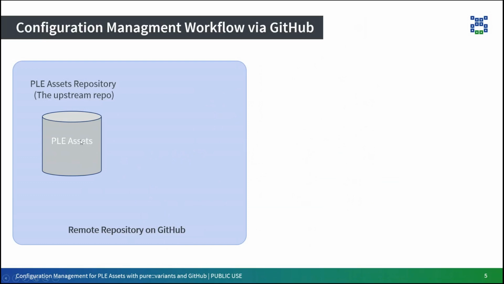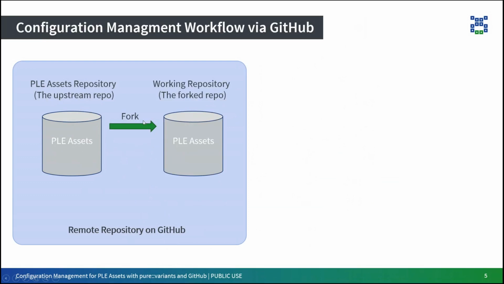But let's say when you do some experiments with changes, you don't want to affect the original project in the original PLE assets repository. You can actually use forks to propose such changes. You can fork the PLE repository to have your working repository that is a copy of the PLE repository. Any changes you make in this forked repository do not affect the upstream repository.